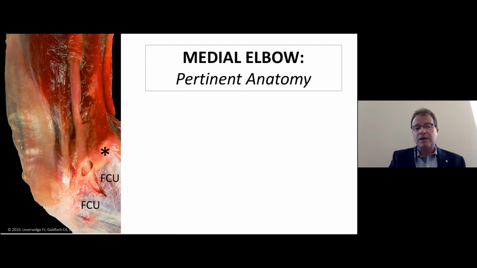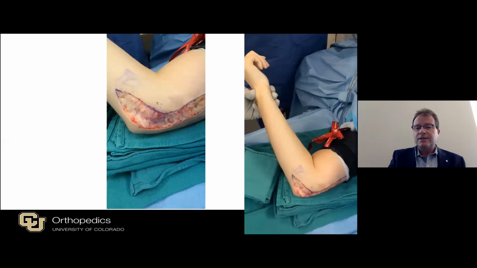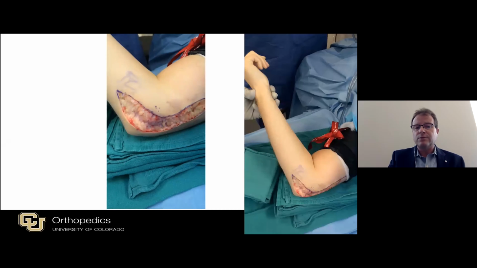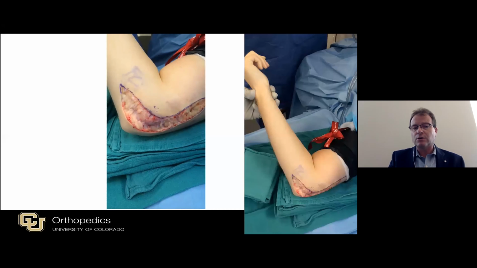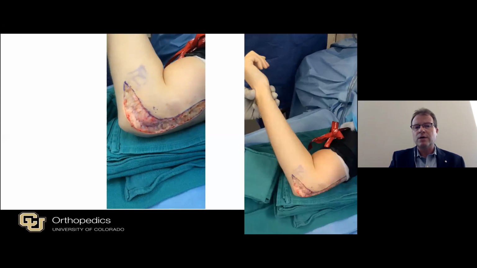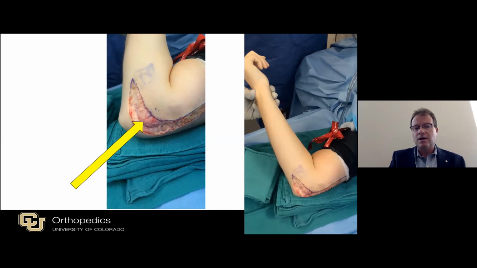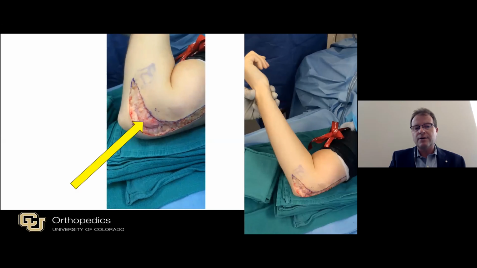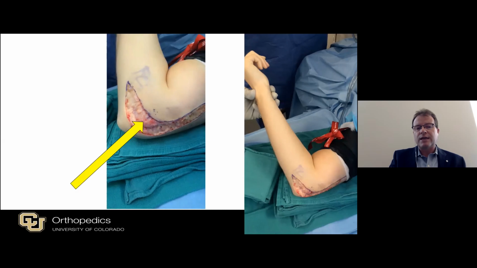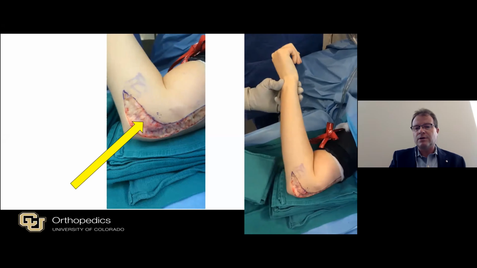This is the medial epicondyle, the two heads of the FCU, and our ulnar nerve. And this is sometimes a source of symptoms if we have a patient who has very subtle ulnar nerve instability at the elbow. You can see here coming up in just a moment, the very subtle ulnar nerve instability right there. And this is what happens in this patient with the ulnar nerve instability.